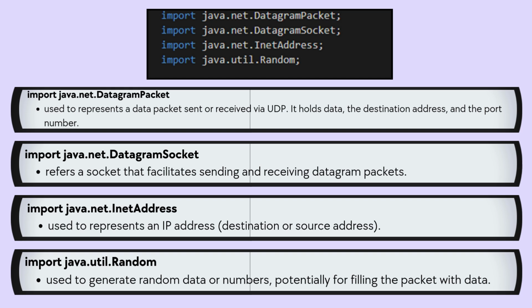Import java.net.DatagramPacket, used to represent a data packet sent or received via UDP. It holds data, the destination address, and the port number. Import java.net.DatagramSocket, a socket that facilitates sending and receiving datagram packets. Import java.net.InetAddress, used to represent an IP address. Import java.util.Random, used to generate random data or numbers, potentially for filling the packet with data.